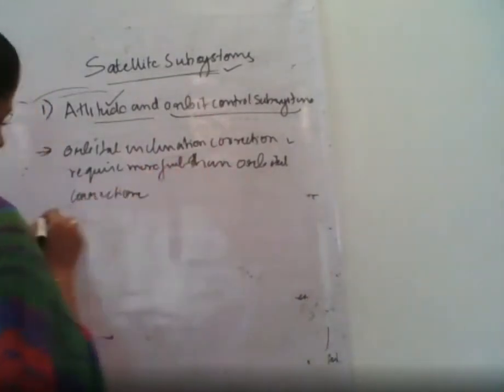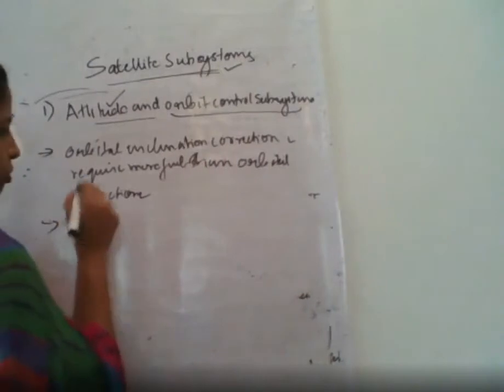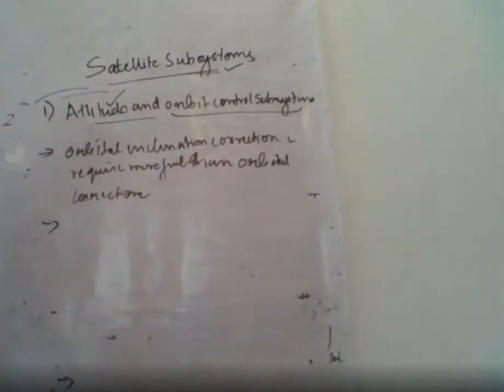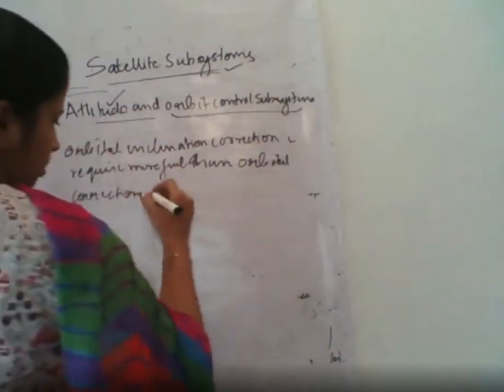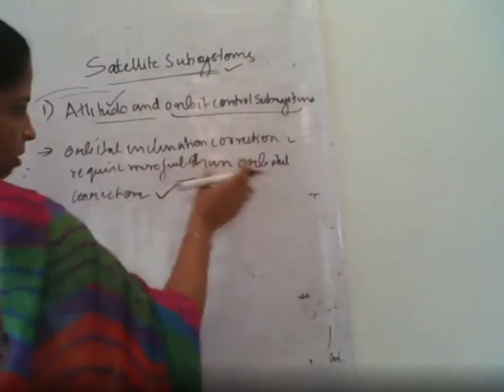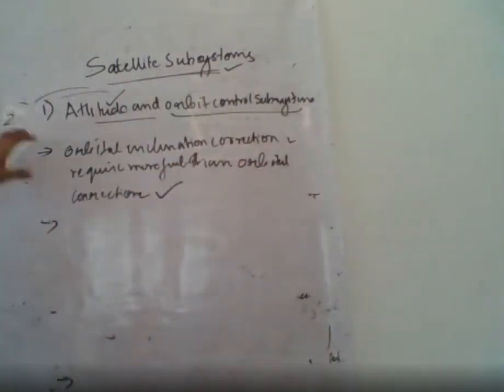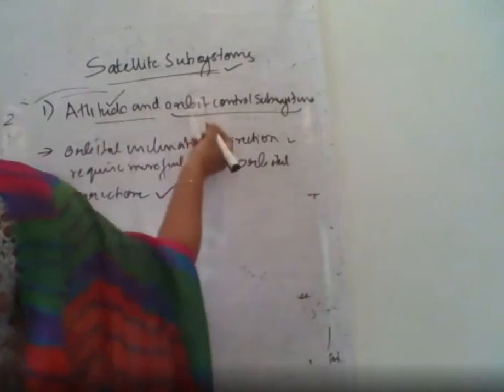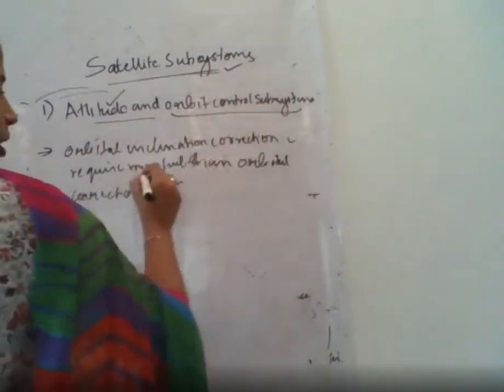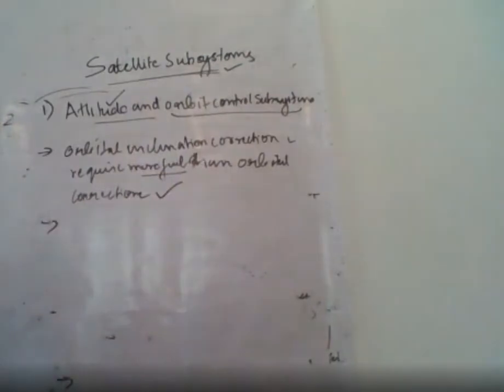We have mentioned earlier that orbital inclination should not become excessive. If orbital inclination becomes excessive, the fuel requirement increases. So before orbital inclination becomes excessive, we have to do the orbital correction. Orbital inclination depends upon orbital correction. As orbital inclination correction requires more fuel than orbital correction, we should take care of orbital correction. If orbital inclination increases, it requires more fuel for orbital inclination correction.